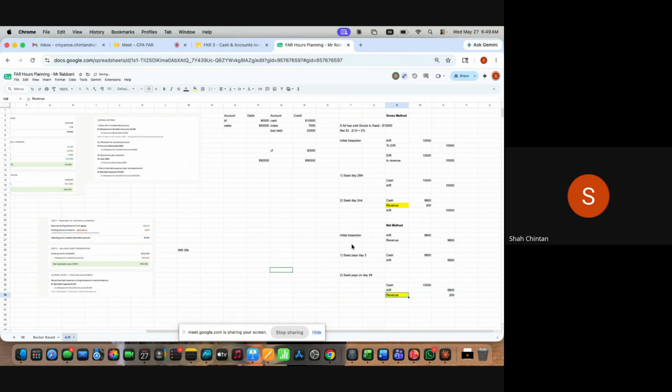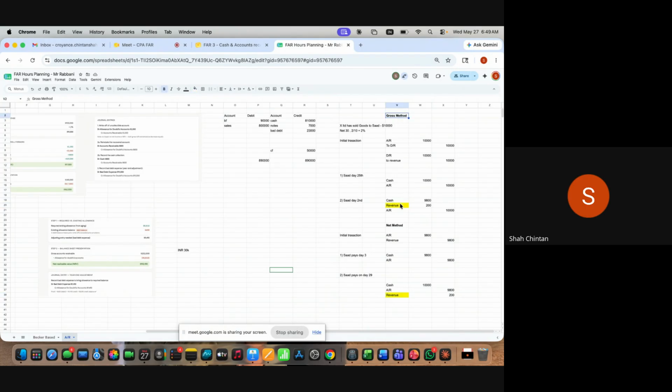So whenever there is a gross method or a net method, if there is a change in the methodology, any discount given or discount not given will be either debited or credited to the revenue account only, and not a discount account.